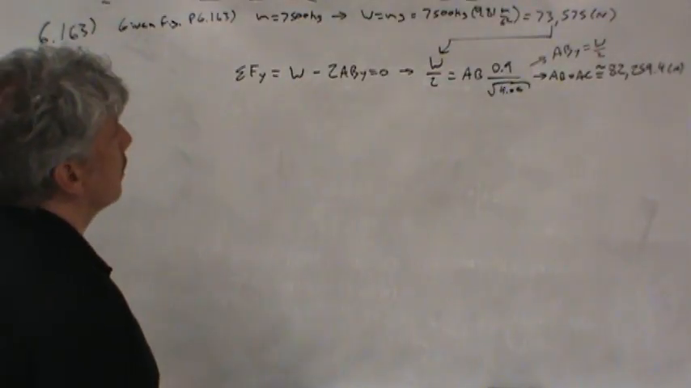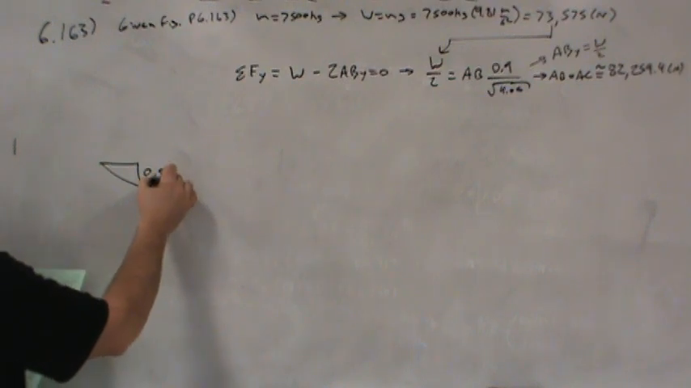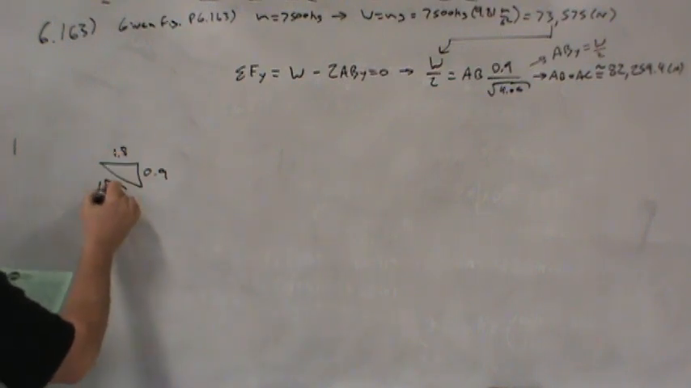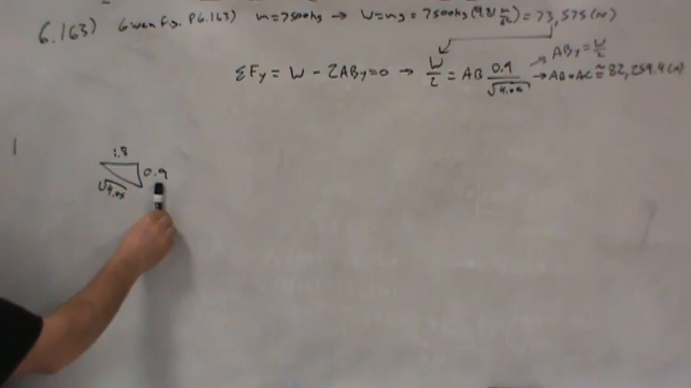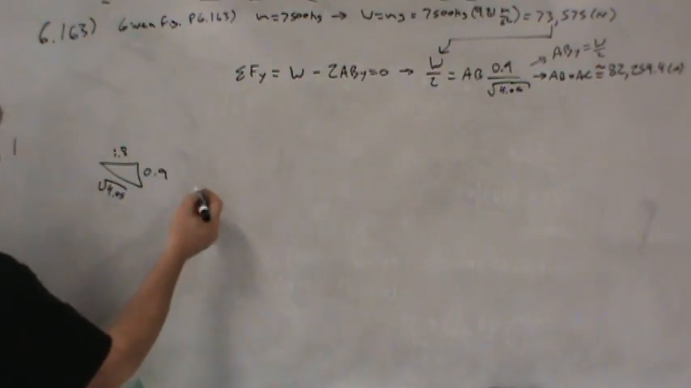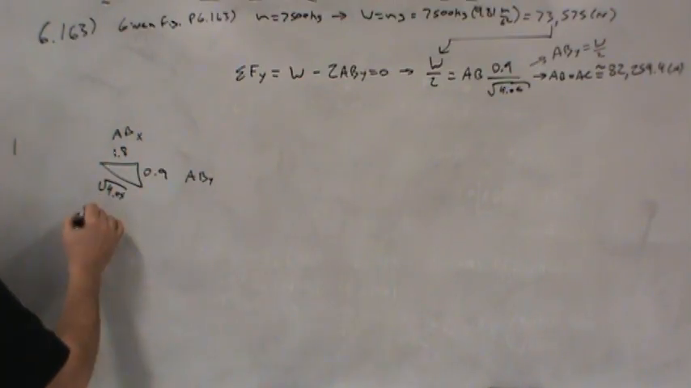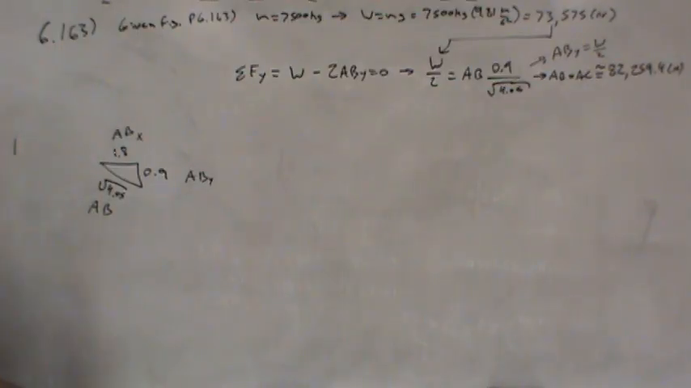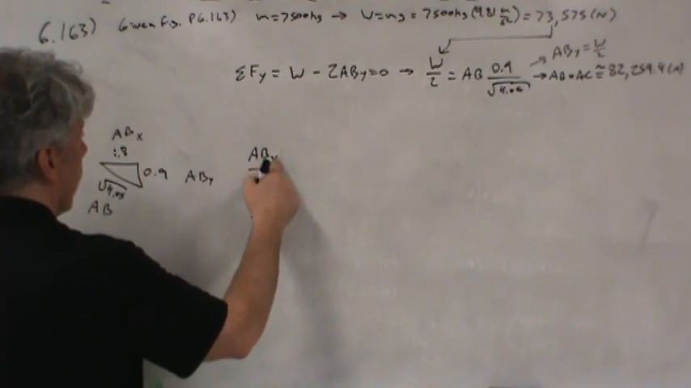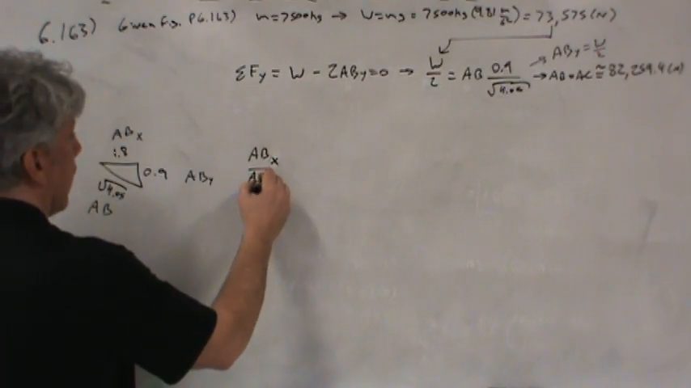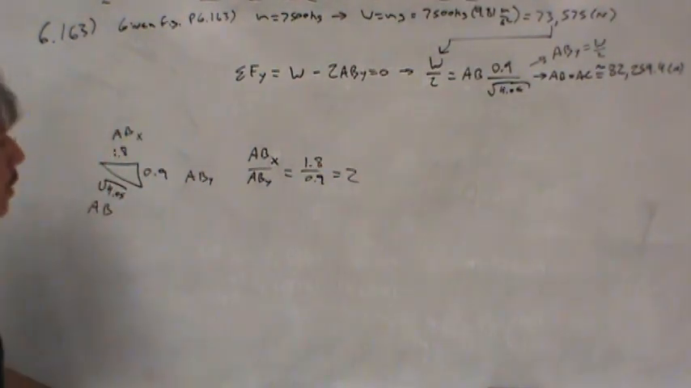What is ABX? I just erased the triangle. I shouldn't have done that. Let me draw it back. 0.9, 1.8, root 4.05. Well, this is similar to the triangle formed by AB, ABY, and ABX, isn't it? So the ratio of the sides are the same. So ABX over ABY is equal to 1.8 over 0.9. It's just a 2-to-1 ratio.